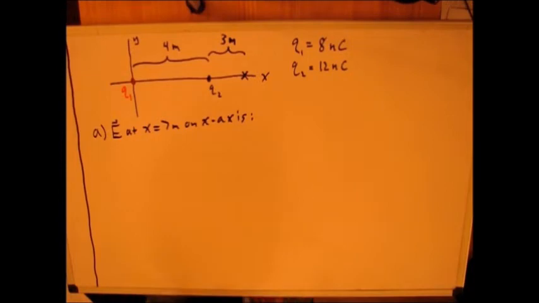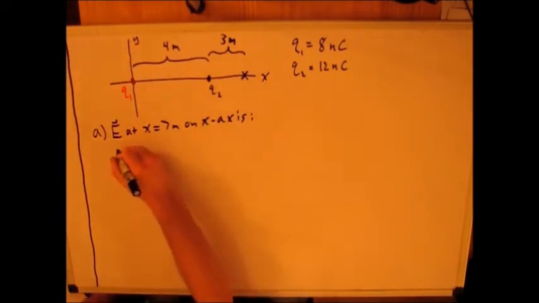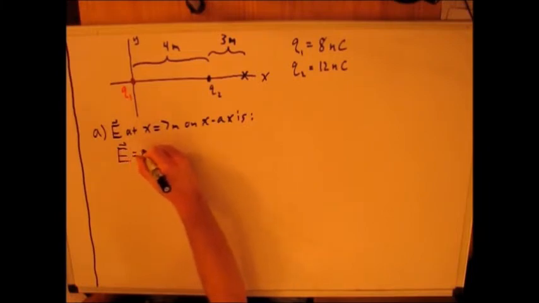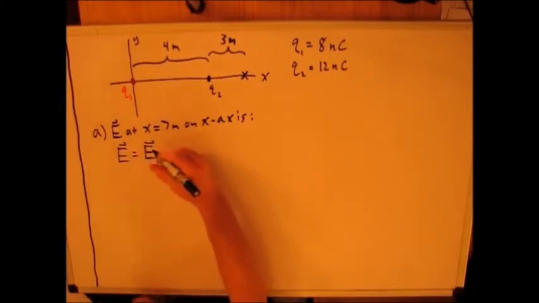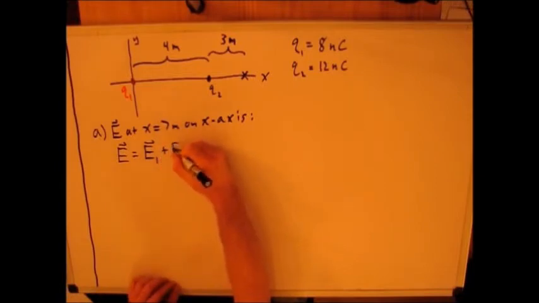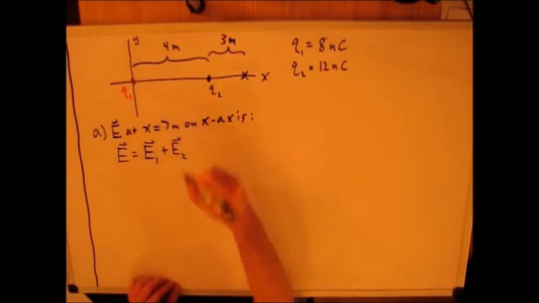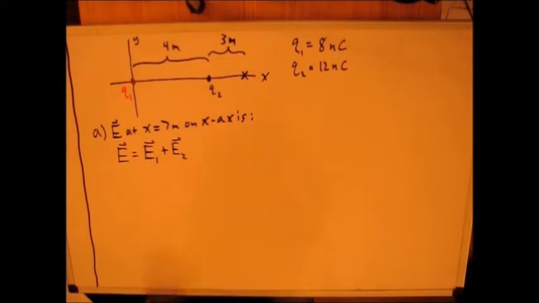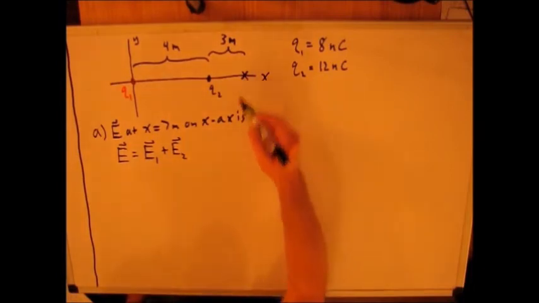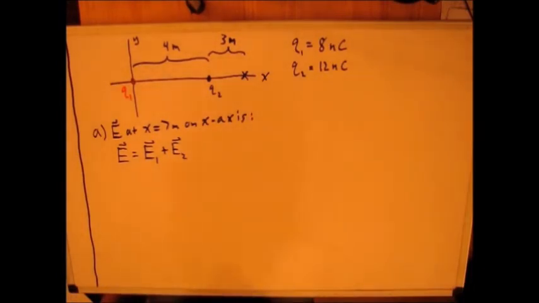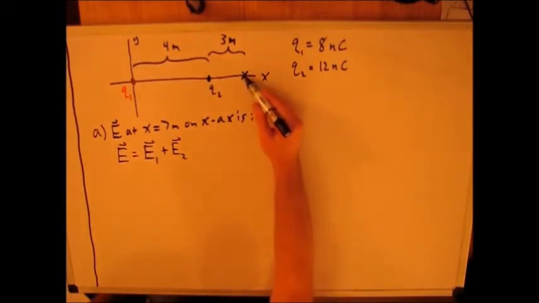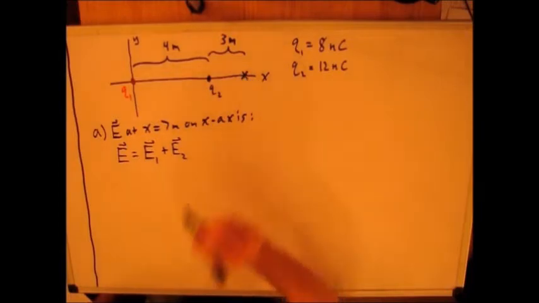Okay, so the net electric field at any point in space is the vector sum of the electric field due to charge 1, I'll just call it E1, plus the electric field due to charge 2, call it E2, at that point in space. So we have to calculate each individual electric field: the electric field due to Q1 at this spot, and the electric field due to Q2 at that point, and add them together as vectors.